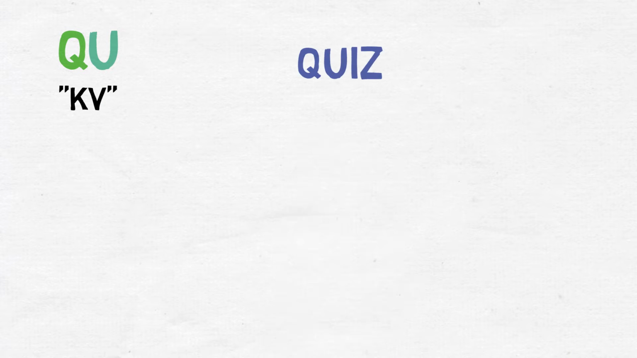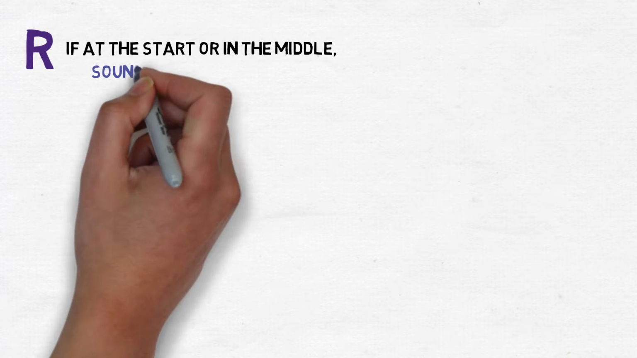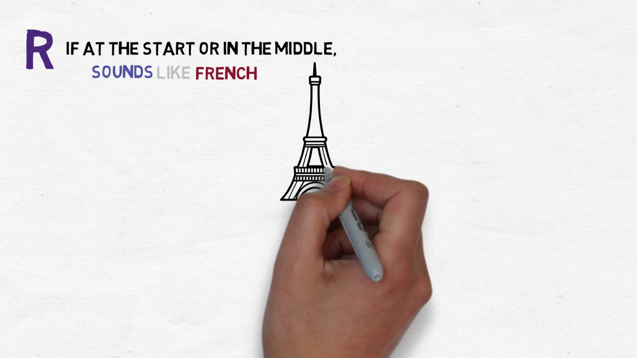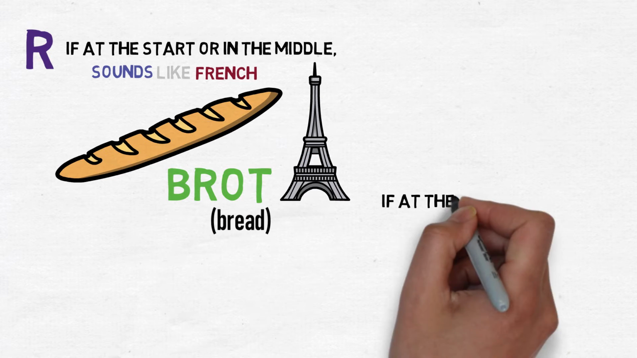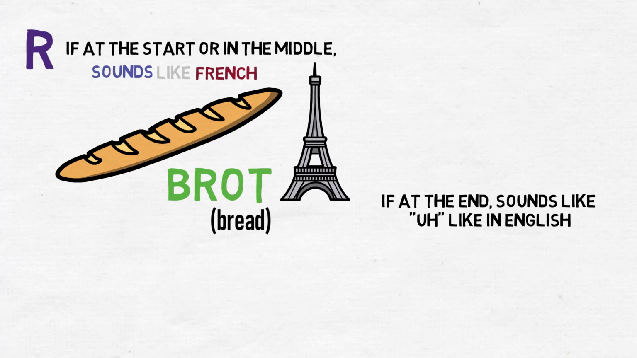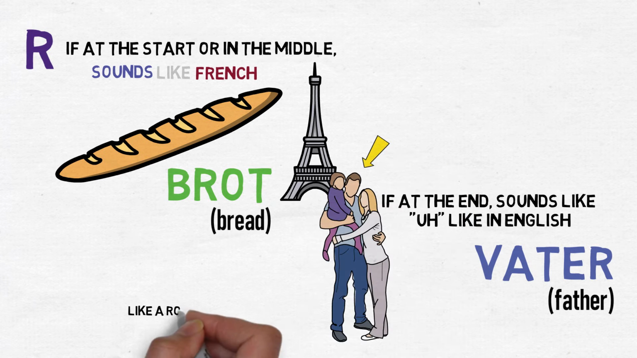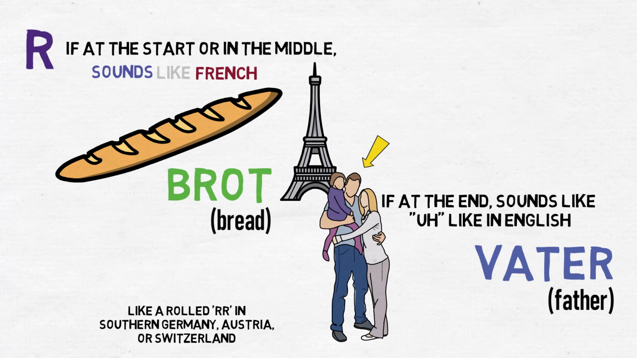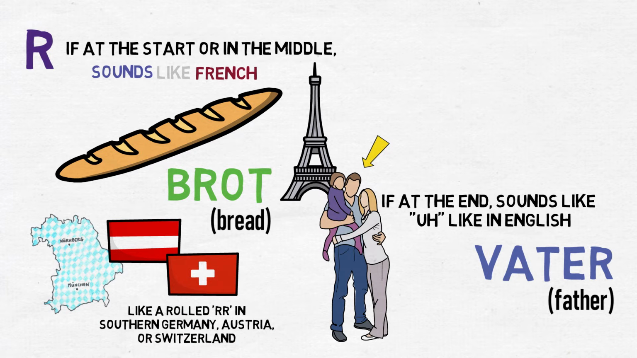For example, quiz. R. At the start or in the middle of a word, this letter sounds like the French r in most German accents, like Brot, meaning bread. But at the end of a word, it's a soft just like in English. For example, Vater, father. This letter is more like an English r in some southern German, Austrian and Swiss dialects, like Brot, meaning bread again.